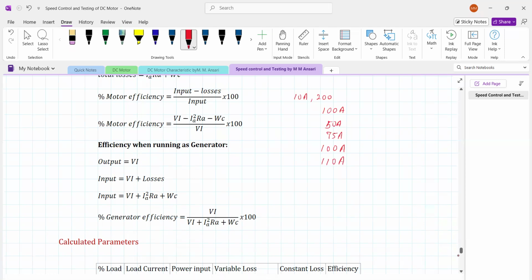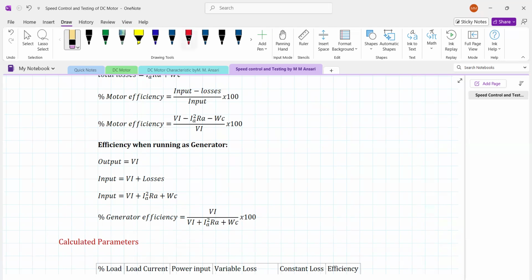The meaning is that from only the no load input data, it is possible to predict the efficiency and losses in the DC motor. So this is the major advantage of the Swinburne test. The Swinburne test requires only no load data or no load power during its test, and the efficiency and the losses can be calculated over a wide range of percentage load on the motor.